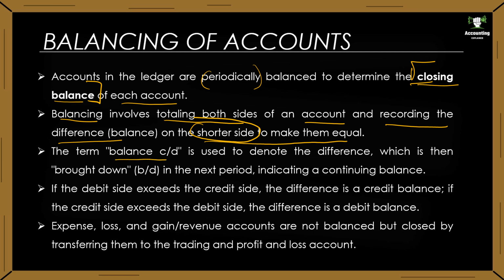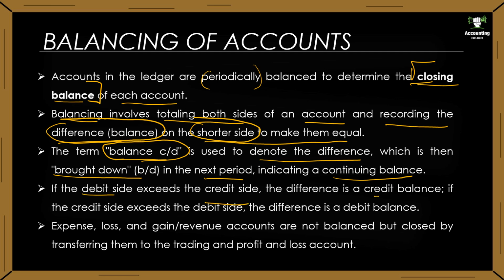The term balance carried down is used to denote the difference. So this difference we are writing in the account on the shorter side, that will be written as balance carried down, which is then brought down in the next period. That is, after the total, we will bring it down for the next period, indicating a continuing balance. If the debit side exceeds the credit side, the difference is a credit balance. If the credit side exceeds the debit side, the difference is a debit balance.